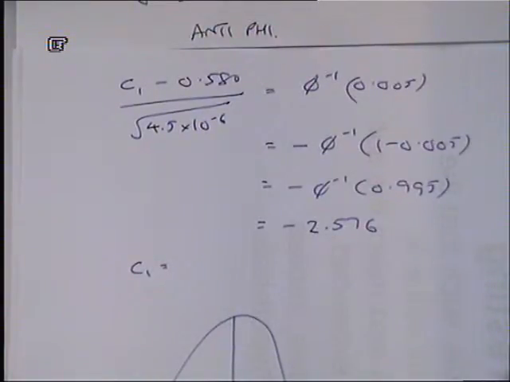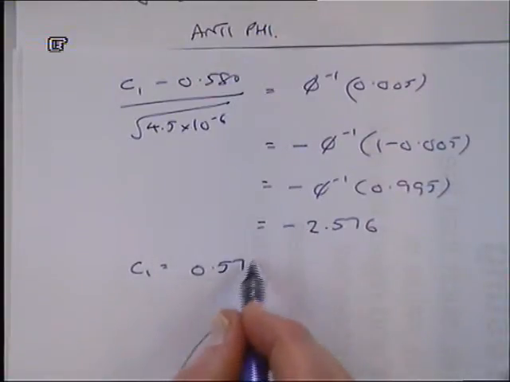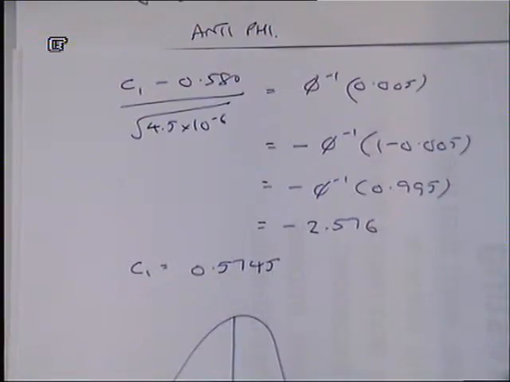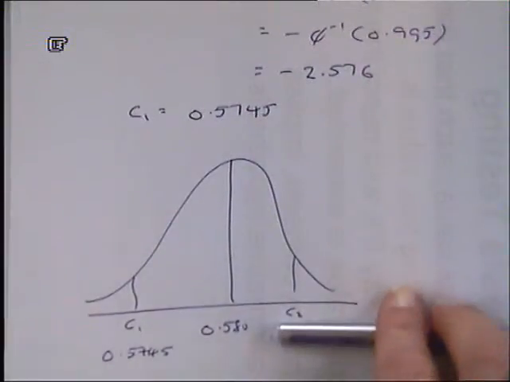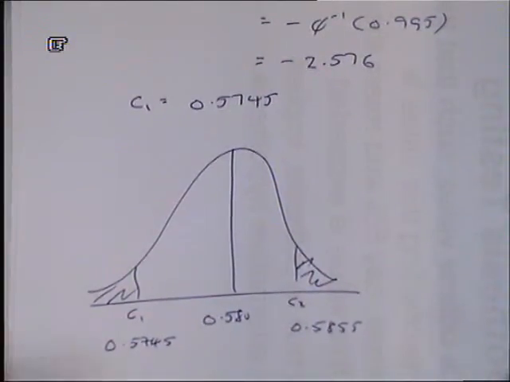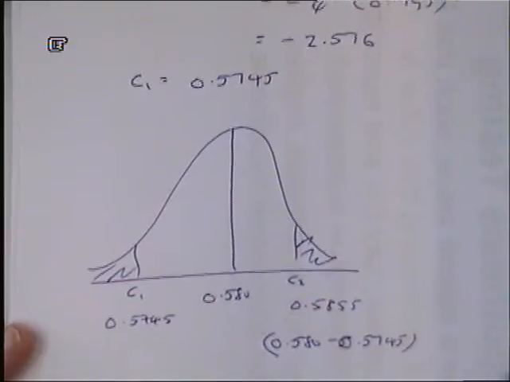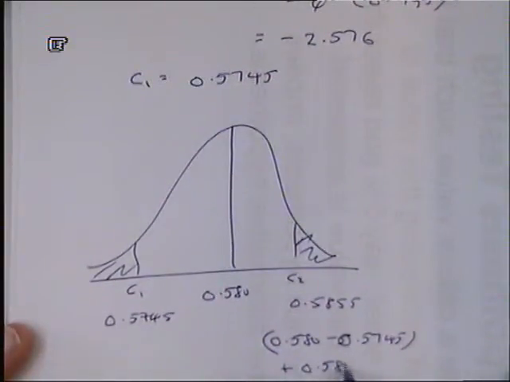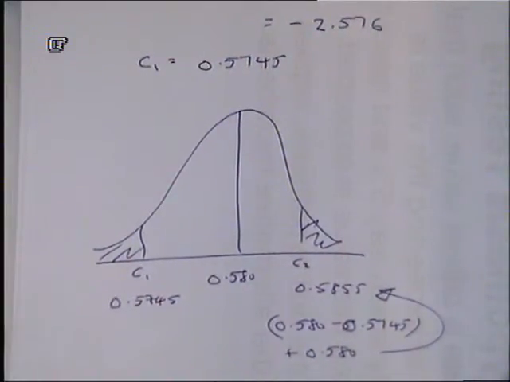Anybody got? 0.5745. Yes. Okay. So what I've done here is just put that on my diagram. I'm going to cover that one up for a minute. We've got our two tails here. As somebody said, by symmetry, you can work out the one on the right. If you work out that gap, 0.580 take away the lower one, and then add that on to the 0.580, you will get that value there, purely by symmetry. Okay?